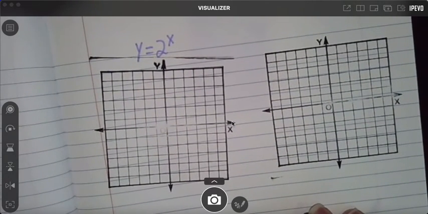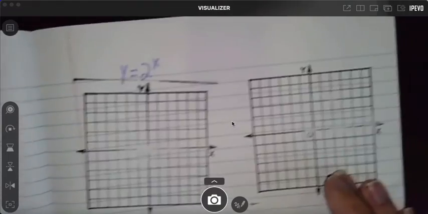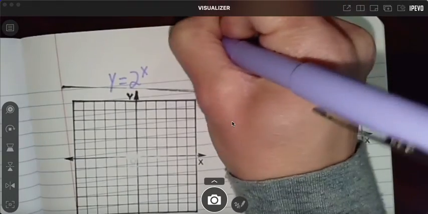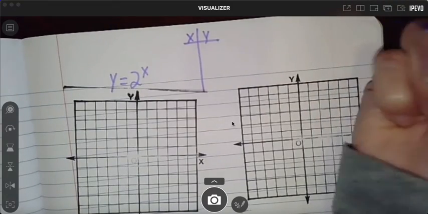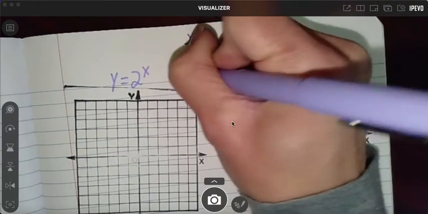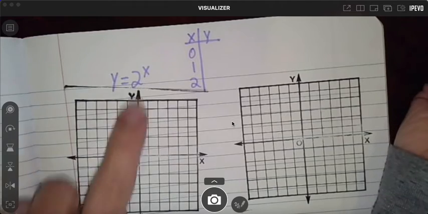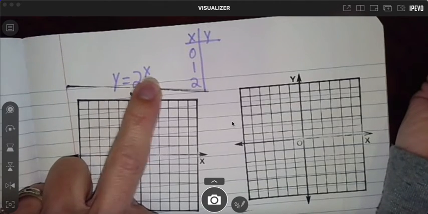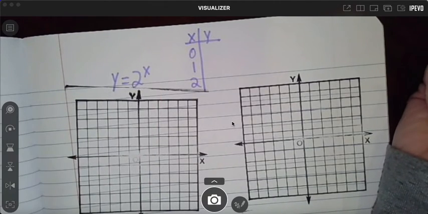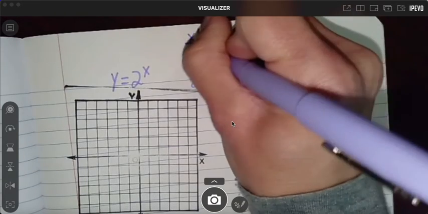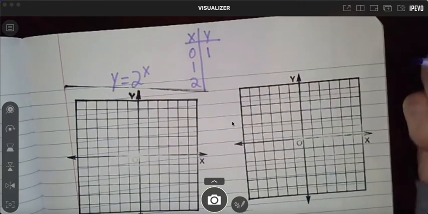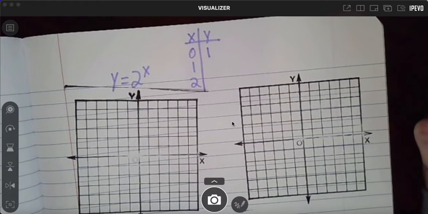So one thing you can do if you don't have a calculator is make a little table of values. Let's pick some numbers for x. How about 0, 1, and 2? Okay. 2 to the 0 power, anything to the 0 power is 1. Put it in your calculator, really. If you put 2 to the 0, it's going to give you 1.